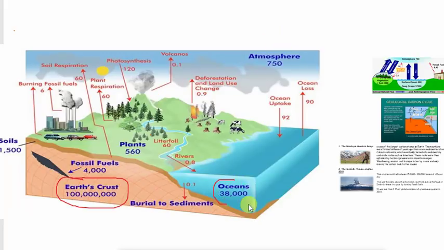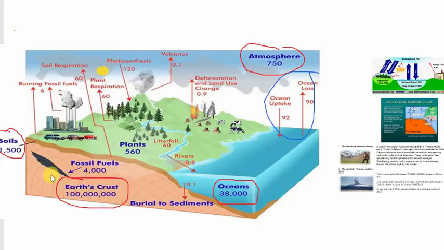The oceans, the atmosphere, and soils. So they're the four major stores. Where are the most significant fluxes taking place? Well, dissolution and diffusion between the oceans and the atmosphere. Also photosynthesis and respiration. They are the most significant fluxes.